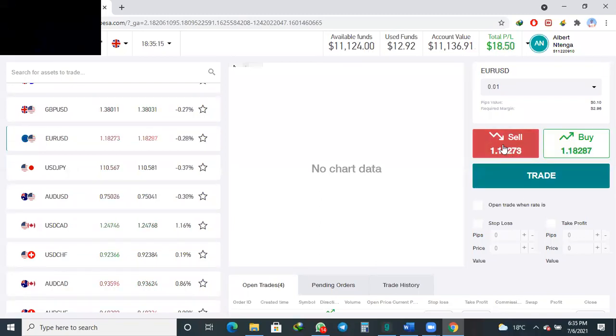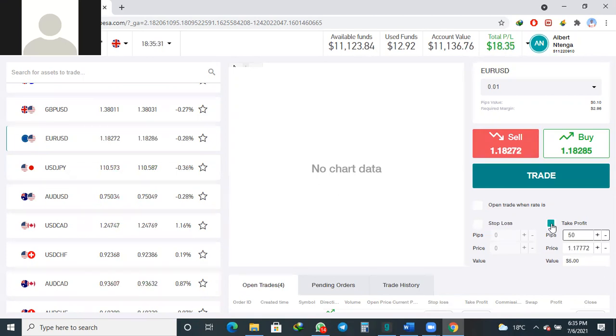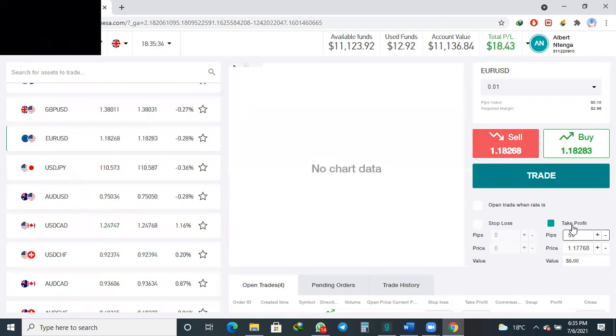So after you place your sell order, the trade icon is active. Now, the main agenda is how to place your take profit and stop loss. Still, the stop loss is inactive, take profit is inactive. So you have to click on this box. There's a box just before the take profit and a box just before the stop loss. You have to click in the boxes for it to be visible.